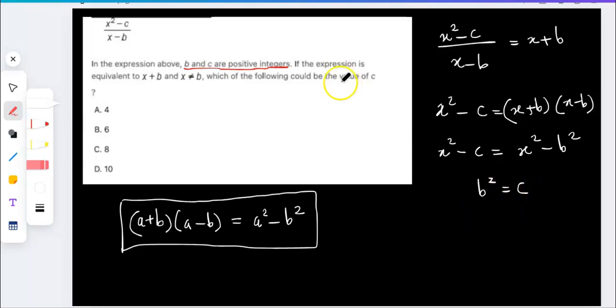The question is to find the value of c, right? So c is a number which is the square of a positive integer. From the options, there is only one number which is a perfect square, which is 4. 6, 8 and 10 are not squares of a positive integer. So the only possible answer is 4. You can go with 4 and eliminate B, C, D. That's the method to solve here. I hope you got it.